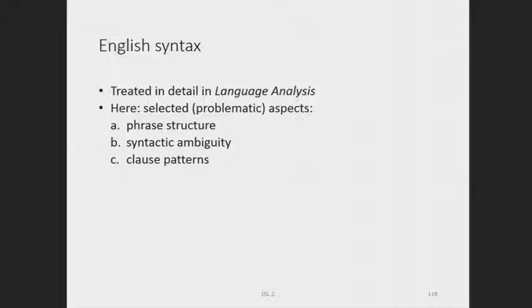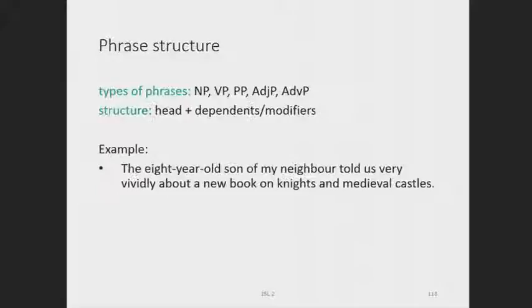I do urge you to leaf through your reader if you want to for next time, because these basics need to be there. And we'll just quickly now look at phrase structure, ambiguity, and actually clause patterns we already did. So phrase structure, we said we had different kinds of phrases, noun phrase, verb phrase, prepositional phrase, etc. And they always have to have a head. And conveniently, the head is the thing that gives the phrase the name.